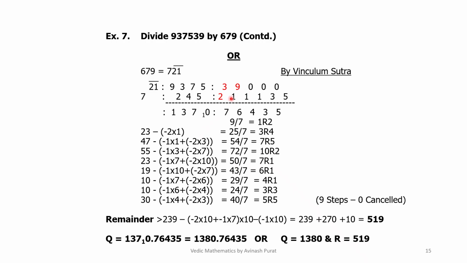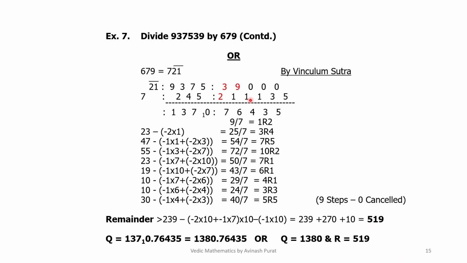50 divided by 7 is 7 quotient and remainder is 1. So the next dividend is 19. 19 minus 1 into 10 plus minus 2 into 7, that is 14, 24. So 19 plus 24 is 43 divided by 7. We get quotient as 6 and remainder 1 again.